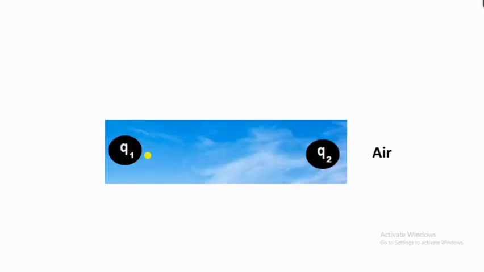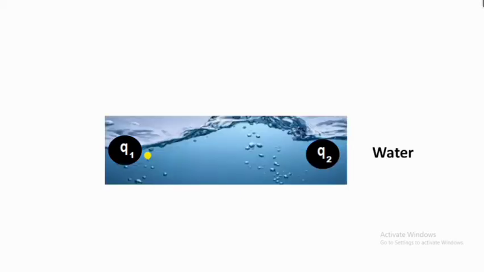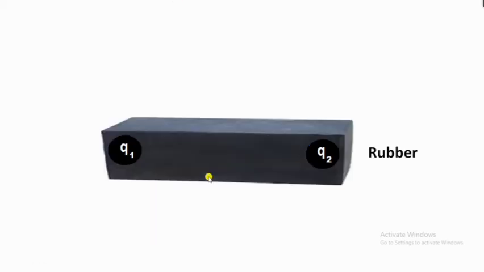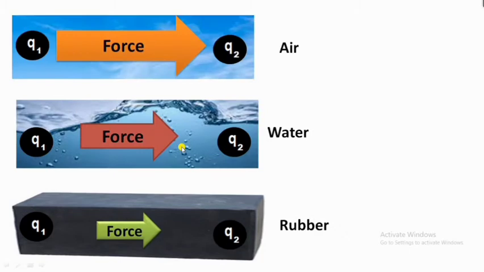Similarly, the interaction between two charges depends on the different medium. Like in air, there will be some force between them, but if you take the same set of charges in water, the force will be different. And if you take them in another medium like rubber, then the interaction will be different. So you can see the force is decreasing or increasing depending on the medium between them. So medium is also responsible for the force between them. So we can say different media permit two charges to interact in different ways.